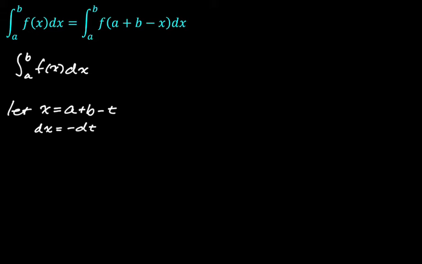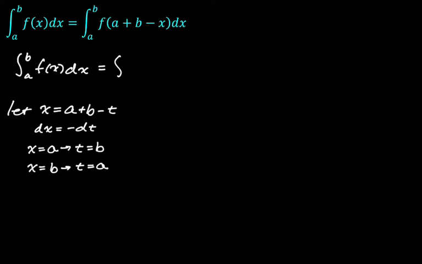Now here's the interesting thing. If x is equal to a, then you get a is equal to a plus b minus t, negative b equals negative t, t is equal to b. So it looks like this is a substitution that's going to flip our bounds. If x is equal to b, sort of the same thing happens. We end up with t is equal to a, so you can just plug it in and see that that's going to happen. So we can rewrite our integral, just do all of our substitutions.